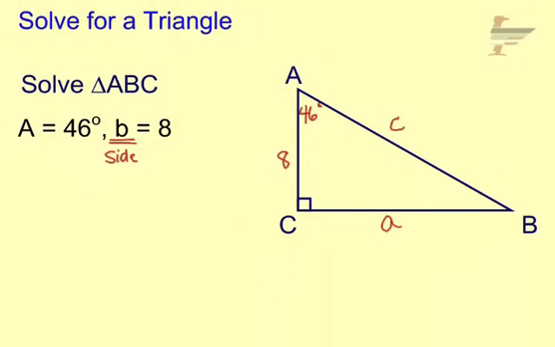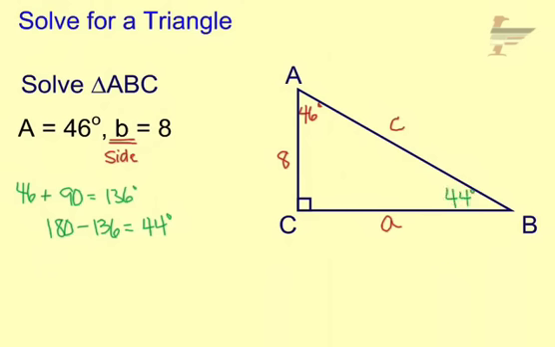So to get angle B, that's one of the most straightforward ones. We just want to remember that all three angles in a triangle will add up to 180. So if we take the 46 degrees plus the 90 degrees that we already know and get 136, and then we just subtract that from 180, we get 44 degrees. Alright, so we have angle B.